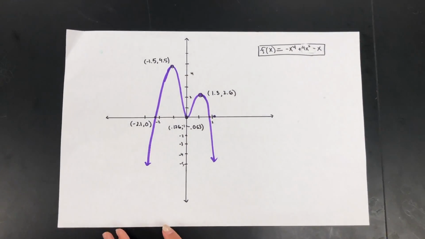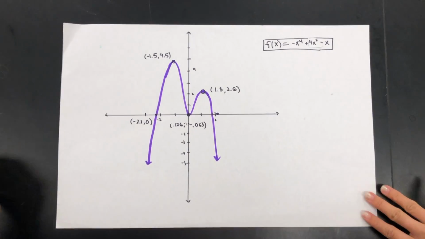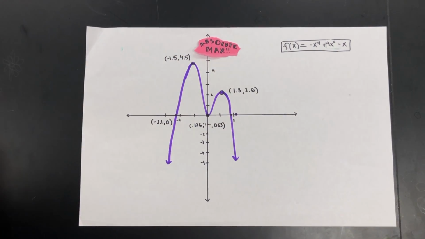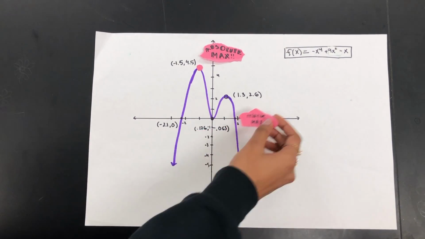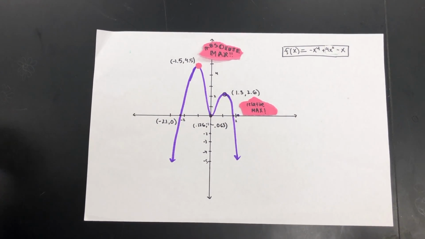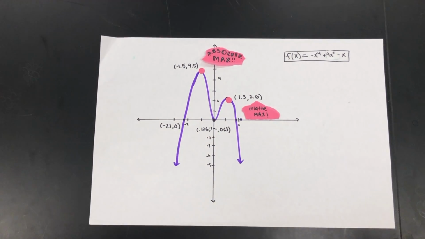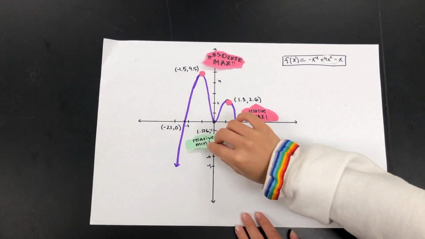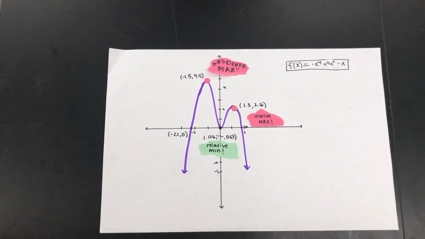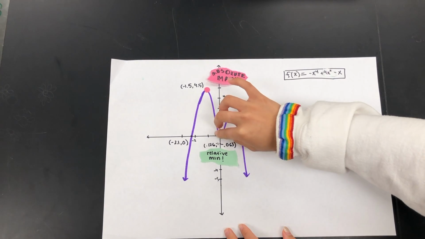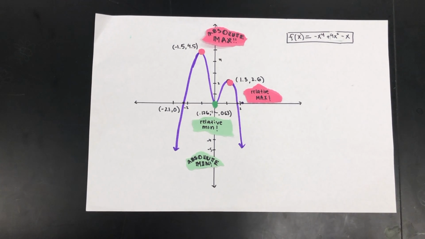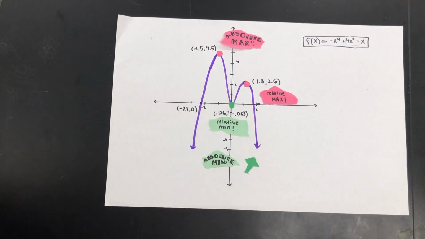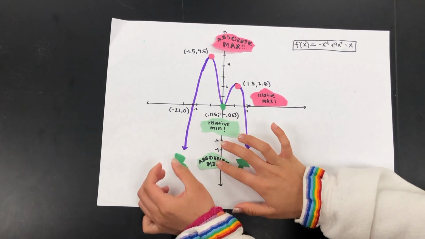To help visualize this, we graph the function negative x to the fourth plus 4x squared minus x. We would see that the absolute max is at negative 1.5 and 4.5, and that the relative max is at 1.3 and 2.6. The relative minimum is going to be found at 0.126, negative 0.063. But here, our absolute minimum does not exist, or it could be said that the absolute minimum is negative infinity.